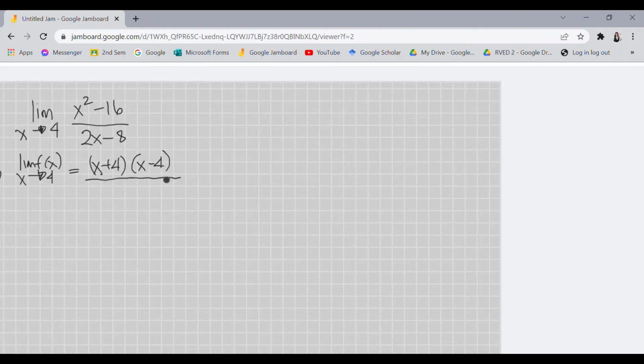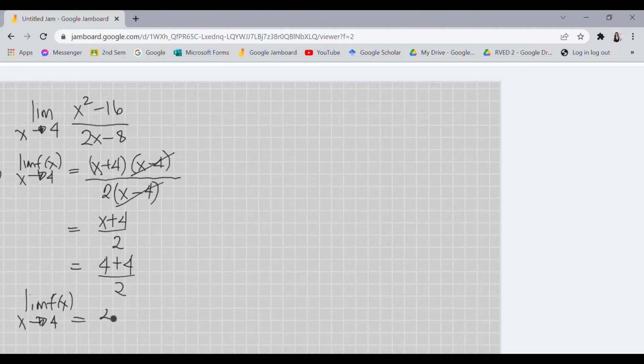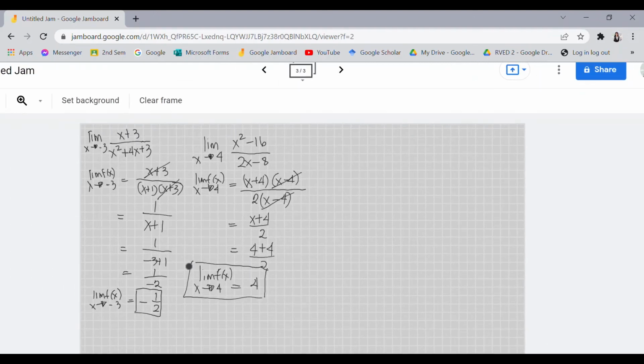Okay? All over, factor of this by common factor, we factor out 2 times x minus 4. And then we can cancel x minus 4. We'll be left with x plus 4 over 2. Okay? Saka pa kayo magsa-substitute. So, substitute 4, that will be 4 plus 4 over 2, which is 4 plus 4 is 8 divided by 2. Your answer now for the limit is equal to 4. Okay? So, 4 ang sagot natin dito sa given na ito. Uulitin natin, for limit laws, you have to factor first the equation before substituting.